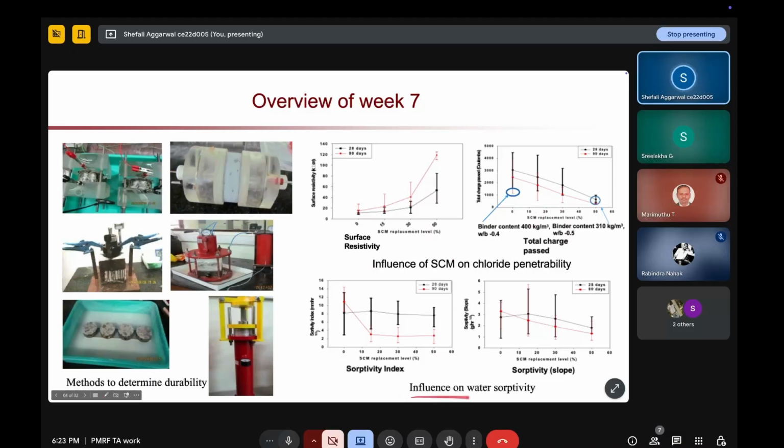And next is the influence on water solubility. In the same way, increasing the replacement level of SCM will decrease the solubility index of your system, mostly at 90 days, but at 28 days it is almost similar. And the slope of our solubility test will also decrease, mostly at 90 days. So why is it happening at 90 days and not at 28 days? Any idea?